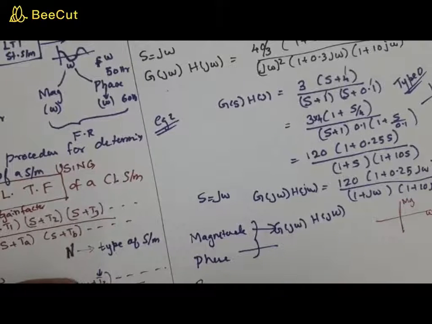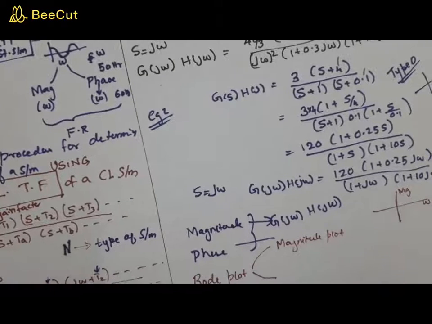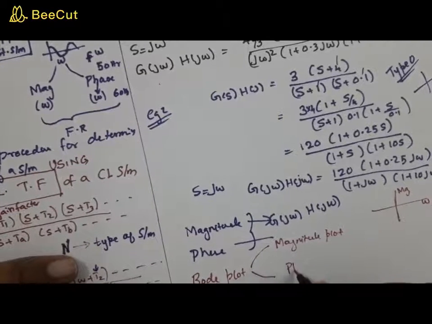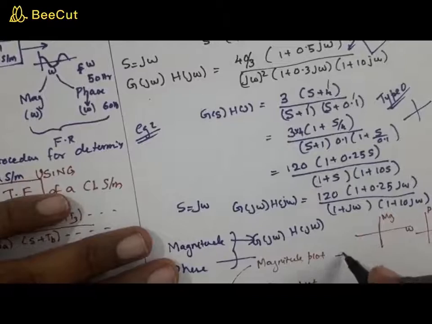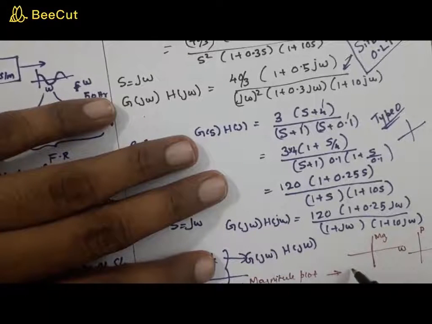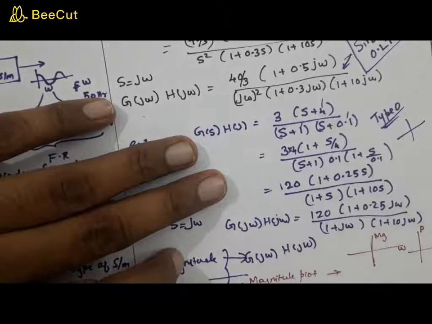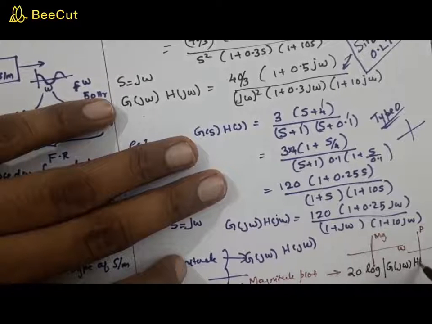Now in Bode plot, the Bode plot consists of two plots. One is the magnitude plot, the other one is called a phase plot. Okay, now what is this magnitude plot? I'll explain. Magnitude plot is, first of all, the magnitude has to be represented in decibel. Now the decibel representation of magnitude is 20 log magnitude of G(j omega)H(j omega).